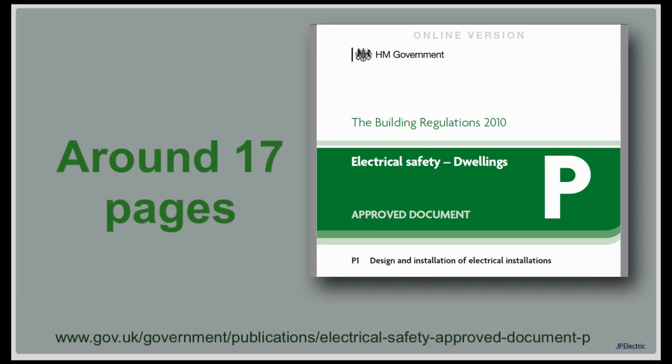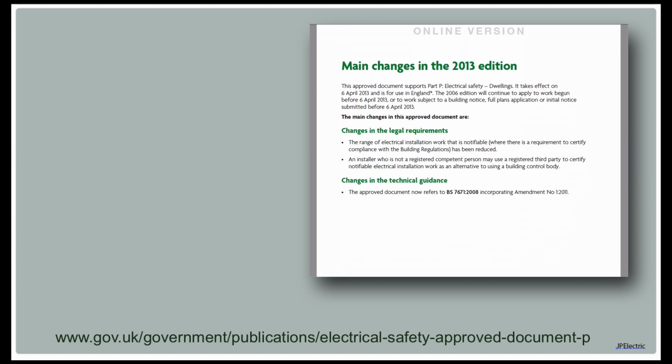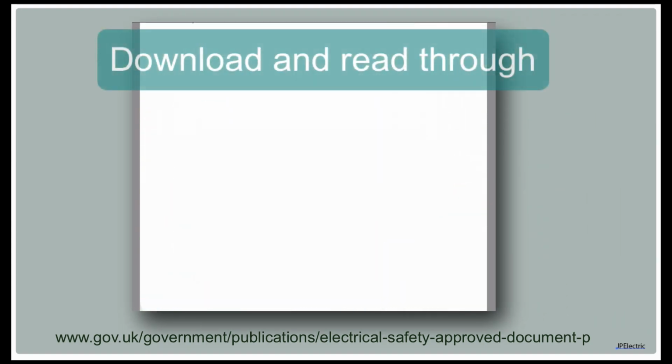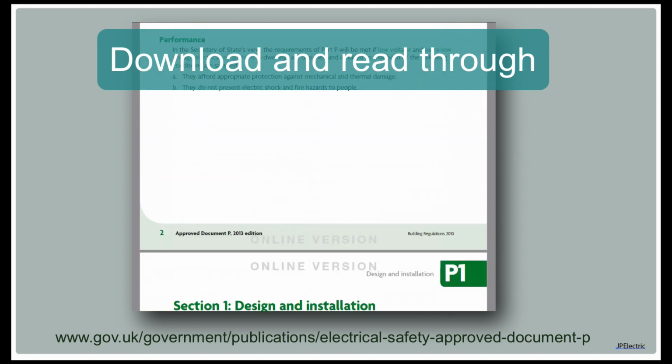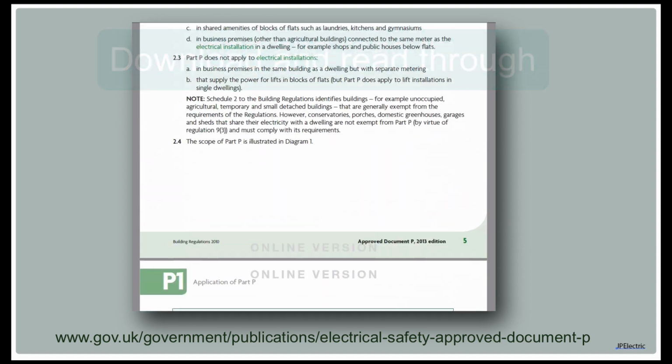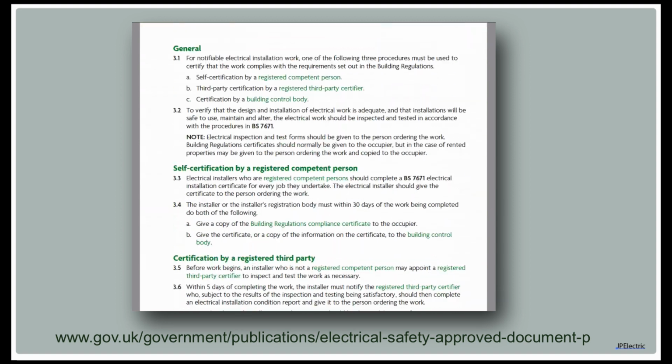You can download a copy of the approved document, Part P, from the gov.uk website. There's the address at the bottom there. I'll just do a search for it, Part P, and that'll come up. And for something that causes so much confusion, it's only 17 pages long, and it's very clear in what it tells you.